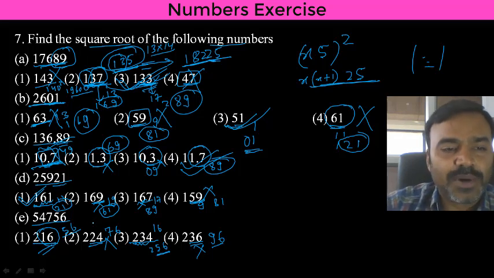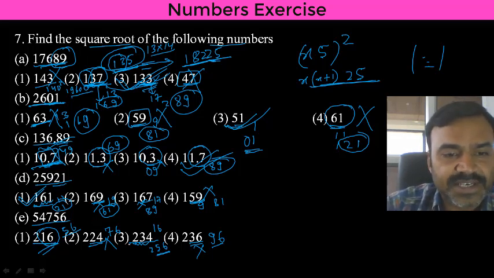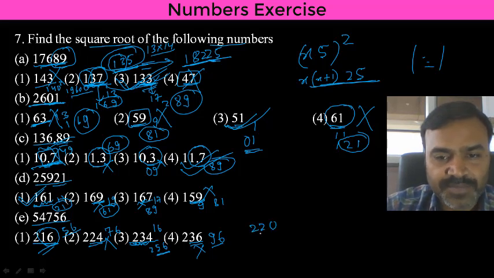Right? Take any middle number, any number in between. Let's say 216 and 234. A number in between, the simplest number is 220. 220 squared, 22 squared is 484.